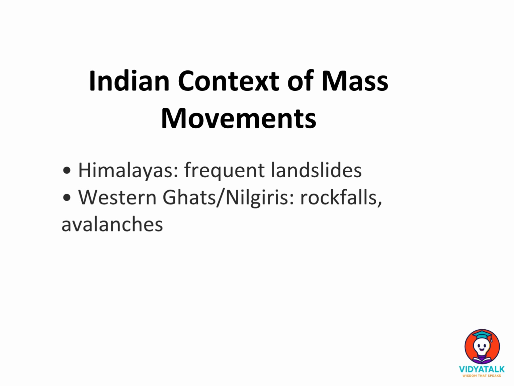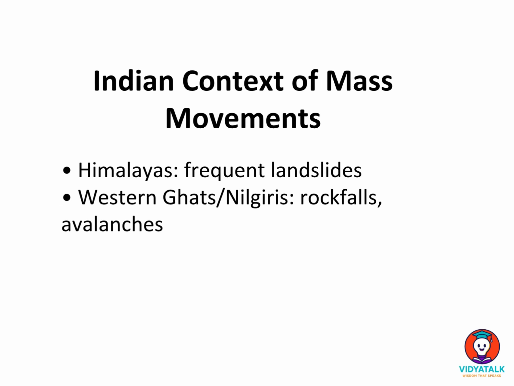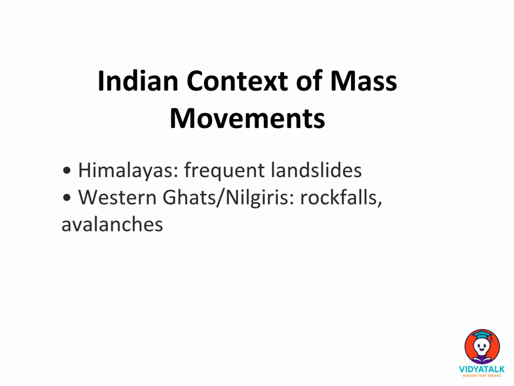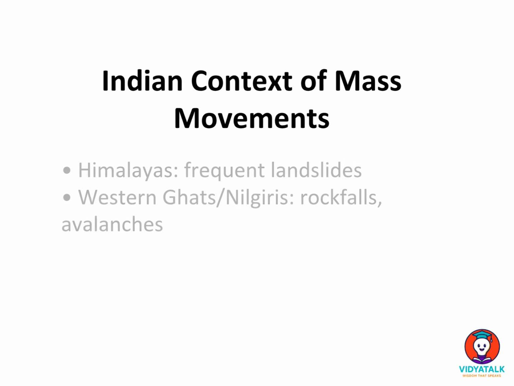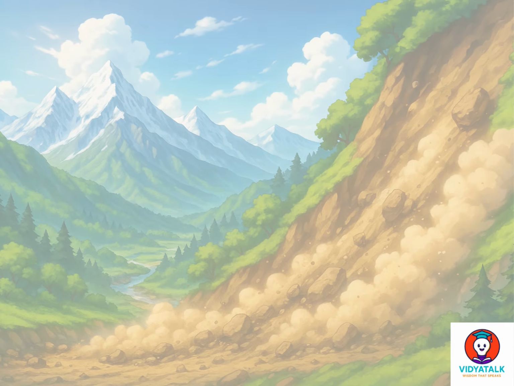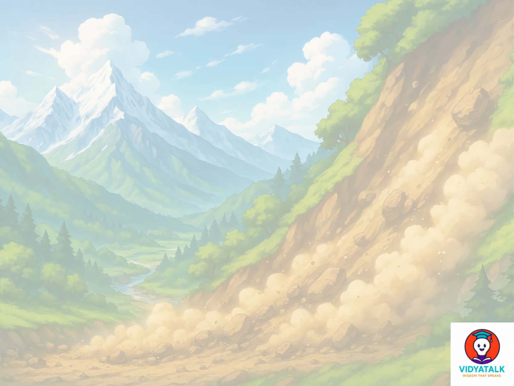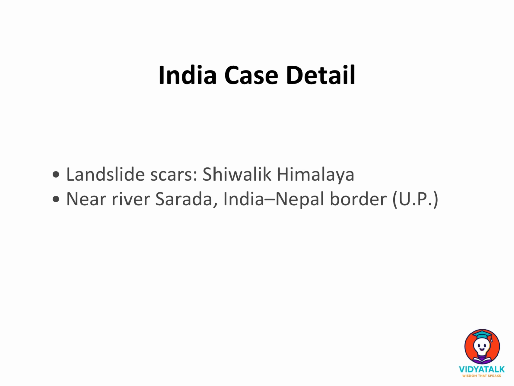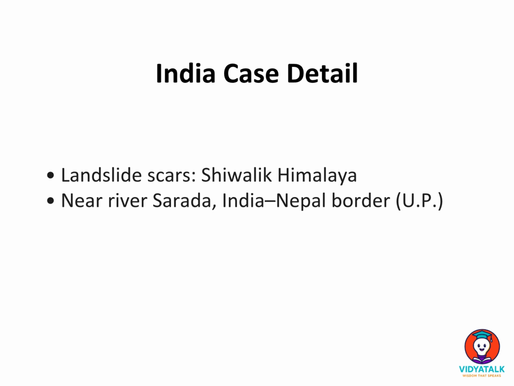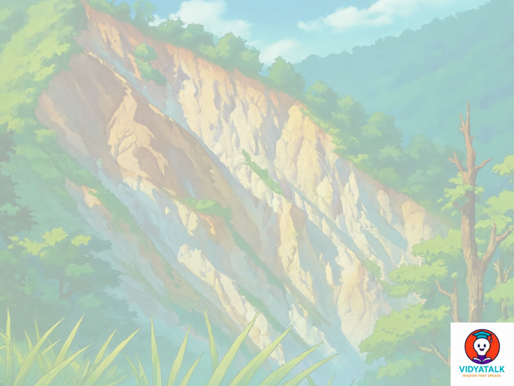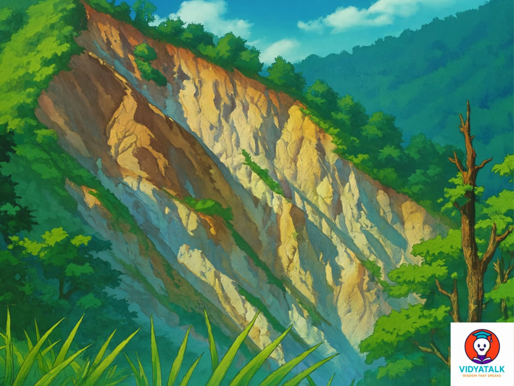The Himalayas face frequent landslides because they are tectonically active, steep, and made of weak rocks. Even in the Western Ghats and Nilgiris, where rocks are hard and stable, steep cliffs, heavy rainfall, and temperature changes cause landslides and avalanches. A noted example shows landslide scars over steep Shiwalik slopes near the river Sharda at the India-Nepal border in Uttar Pradesh.